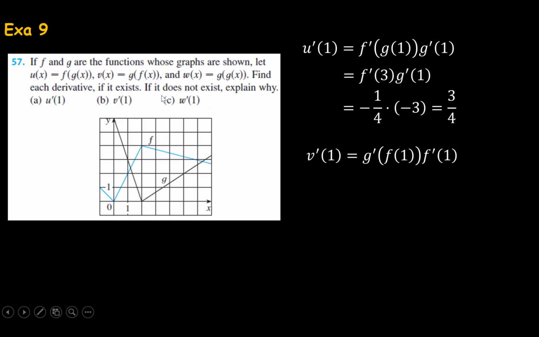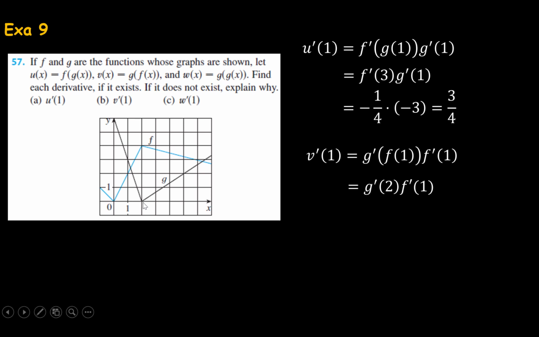So v is g composed with f, so g prime at f(1) times f prime of 1. What is f(1)? Well, f(1) looks like it's right here, which is equal to 2. So g prime of 2 times f prime of 1. Now, what is g prime of 2? Okay, g prime of 2, x equals 2 is right here.